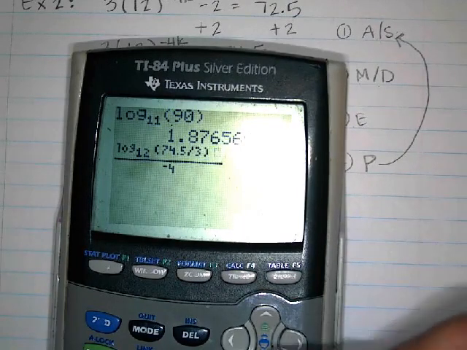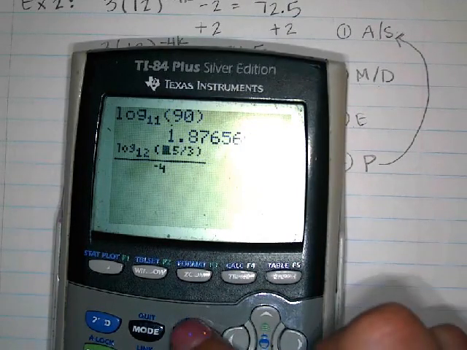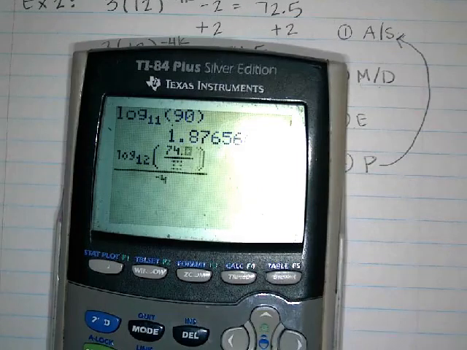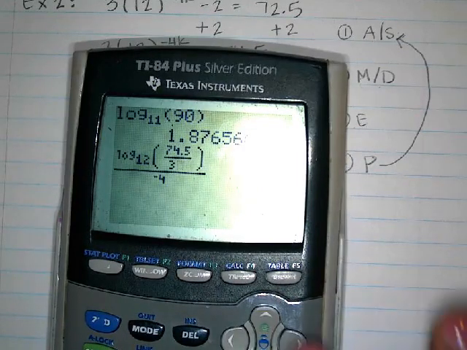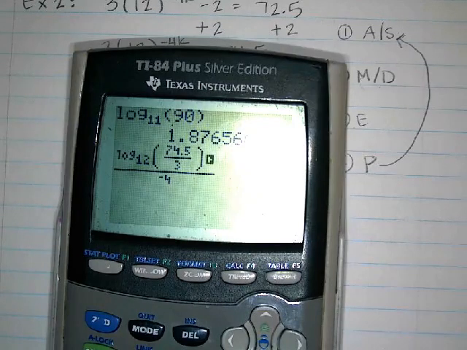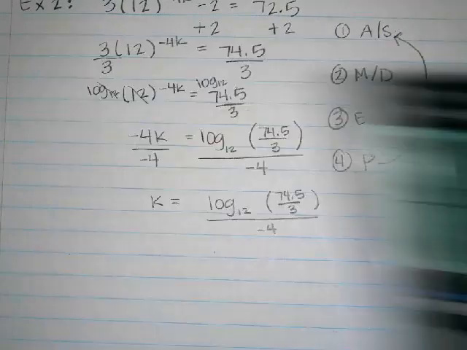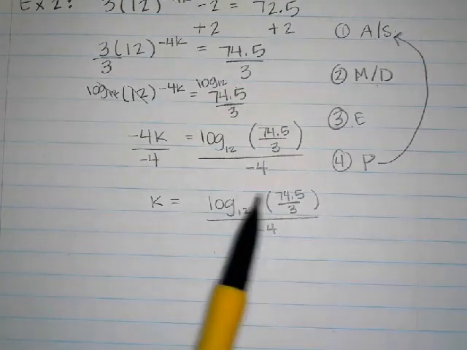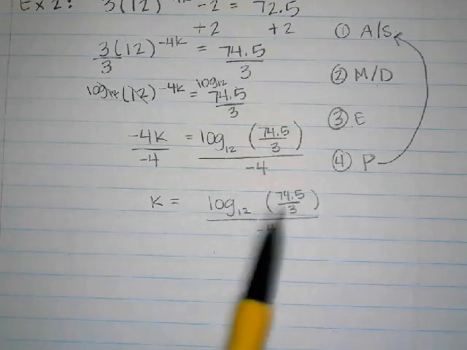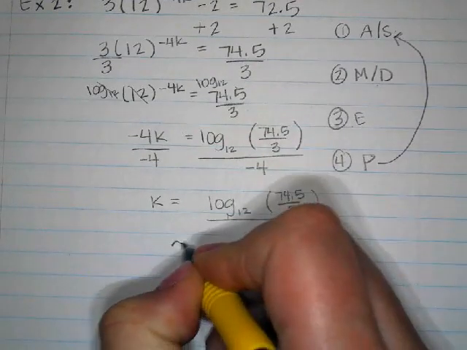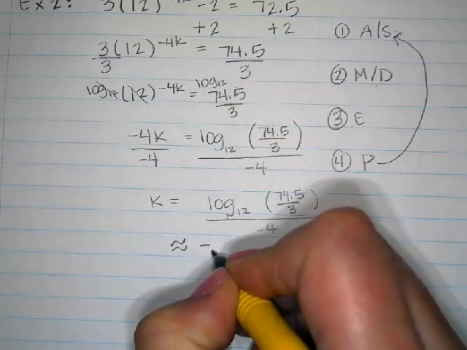So you can type it in that way, or you can do alpha y equals and do 74.5 over 3. Type it in like a fraction. That would work as well. Okay. And we're going to get some sort of weird decimal. Negative 0.323. Is that what you guys got? Yep. So this, we would say, is the exact answer. I know it has a decimal in it, but it's not a decimal that's been rounded, which is why it's an exact answer. And then the approximate answer is negative 0.323.